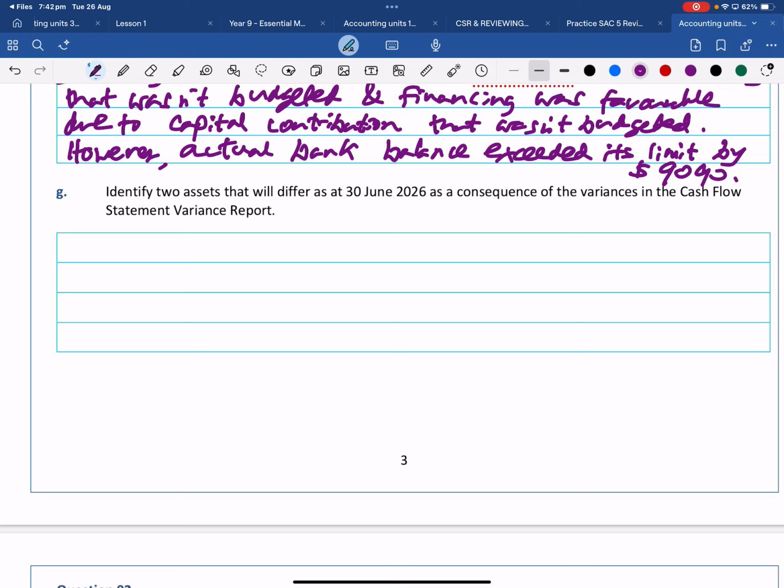What is it? You can say. Firstly, I would say bank balance. It's just an identify question, so you just have to state it, right? Yes, we have to identify what will differ, and we'll give a small description. Basically, bank balance.